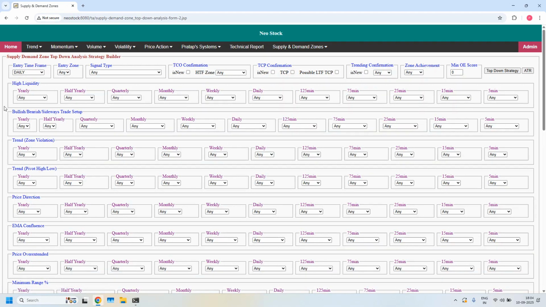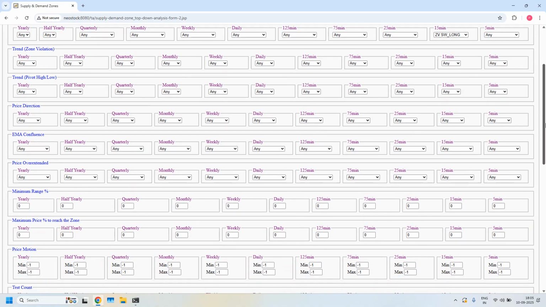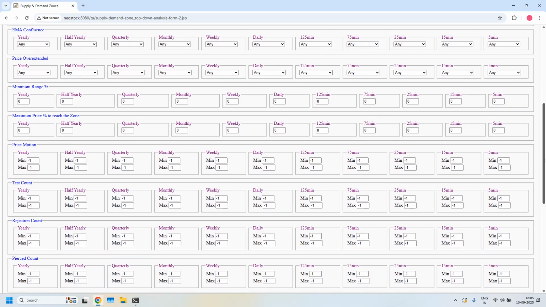For daily income trade sideways long trade setup, I will generate entry time frame 15 minutes, entry zone, demand zone, bullish or bearish or sideways at 15 minutes. I am selecting sideways long, zone achievement violated opposing zone, minimum odd enhancer score 11 for sideways, and 15 minutes demand zone should not be pierced. So in the pierced count parameter at 15 minutes time frame, I am selecting minimum value 0, maximum value 0.